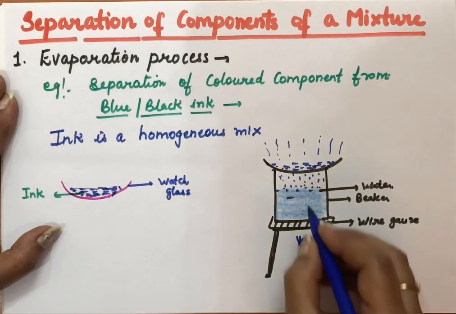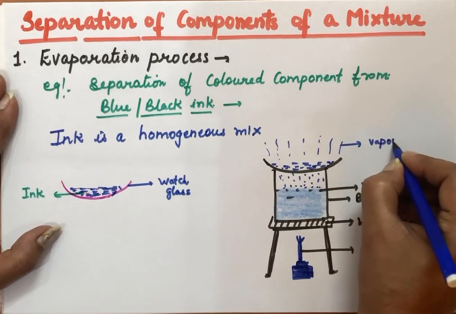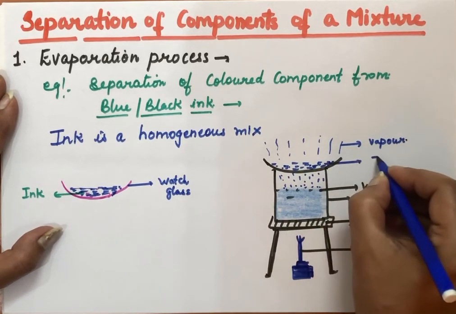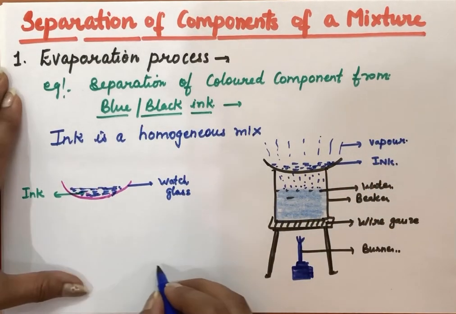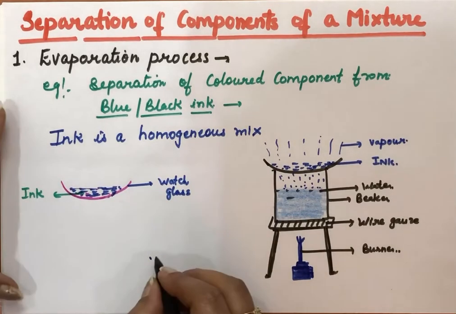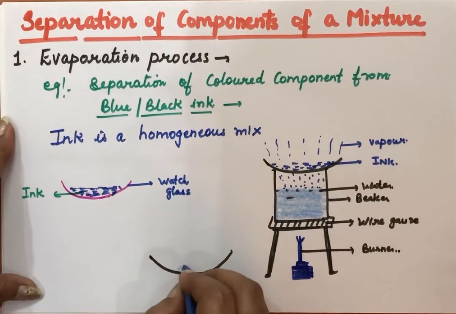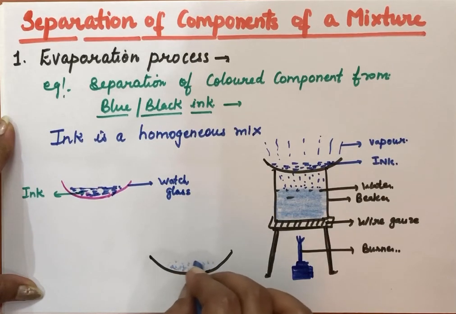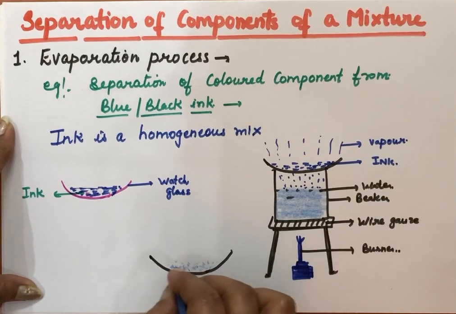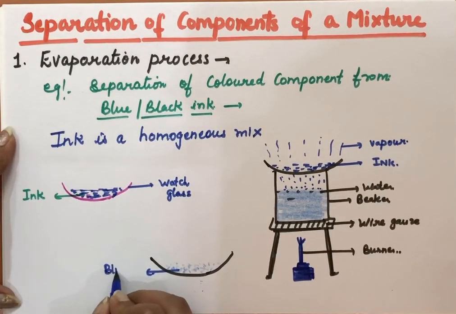So when we are heating it, the liquid is evaporating. These are the vapors of the liquid part which is there in the ink. And then slowly what will be left behind in this watch glass? Since we have taken a blue color ink, we will just see the blue component left here, a thick solid blue component. So this is the blue dye. After evaporation, we will get this.